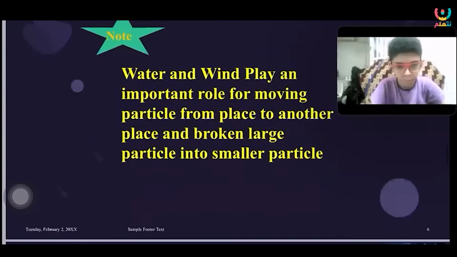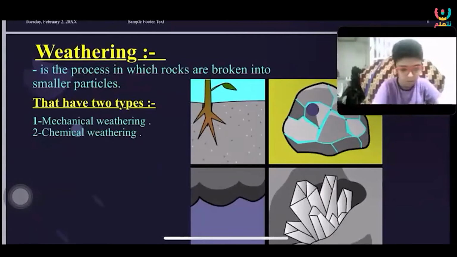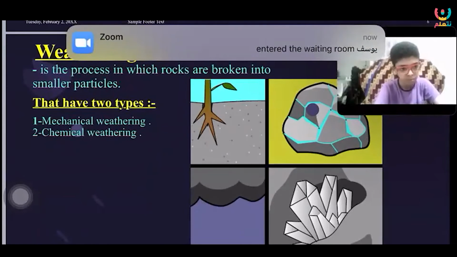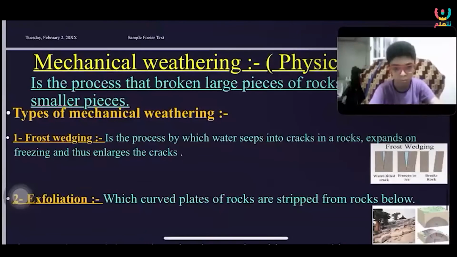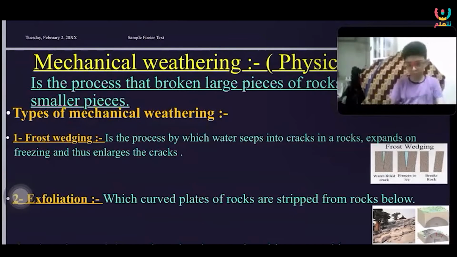Okay, let me go to the first one, weathering. What is the meaning of weathering? It's a process in which rock is broken down into smaller particles. We have two types of weathering. The first one is mechanical weathering. The second one is chemical weathering. Mechanical or physical weathering is the process of breaking large pieces of rock into smaller pieces.